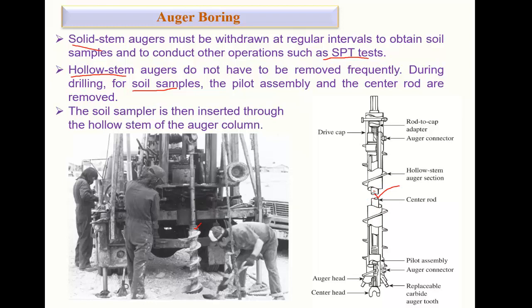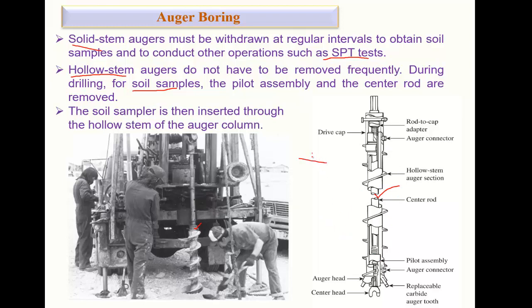So if this portion is hollow, soil will be inserted here, and that portion you can consider as a soil sample. Are you getting the point? While hollow, you just remove the center rod. Then this portion will make some free space, at the depth where you want to take the sample.